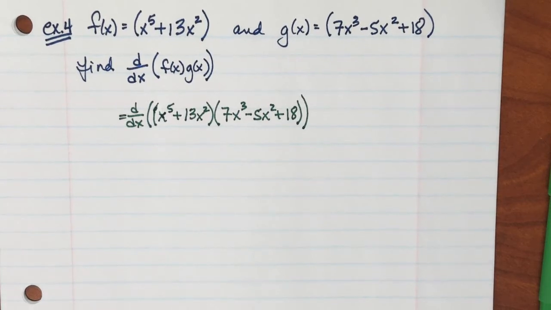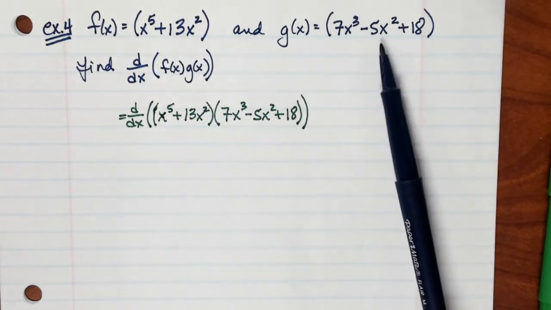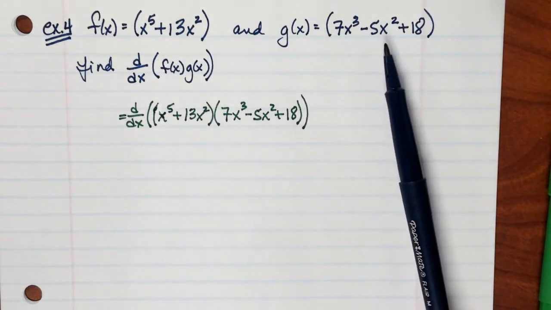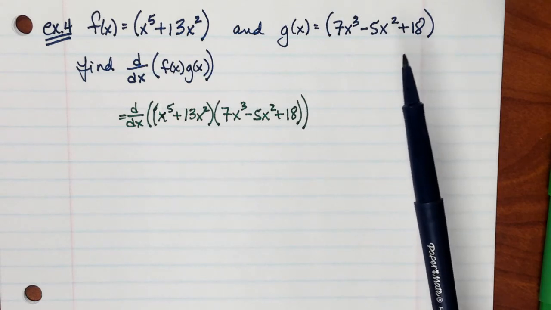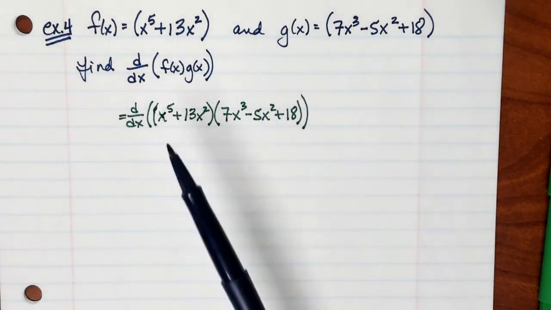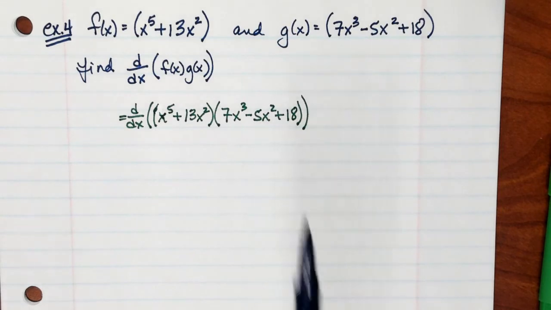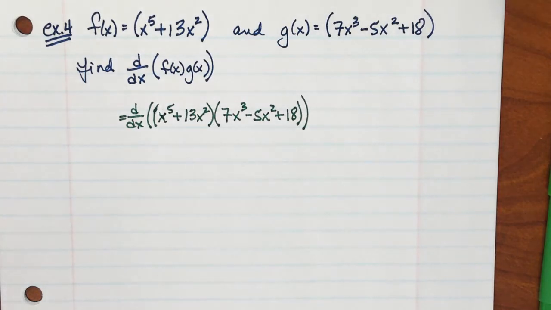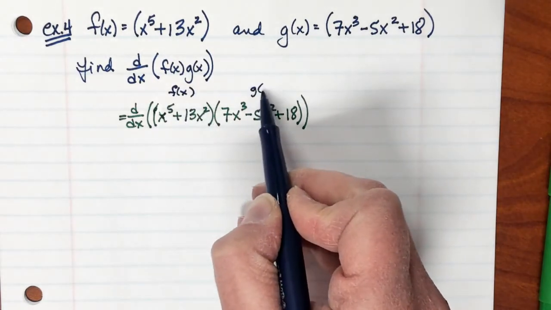All right, so we have two functions. Function f is a binomial, x to the 5th plus 13x squared. And function g is a trinomial, 7x cubed minus 5x squared plus 18. And I'd like you to find the derivative of the product. So I've written this out, and I've written function f times function g. So, if you need to label that, you can identify what those are.